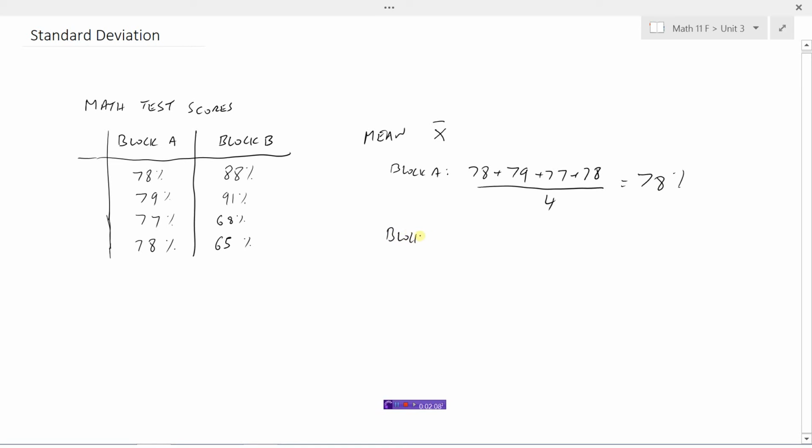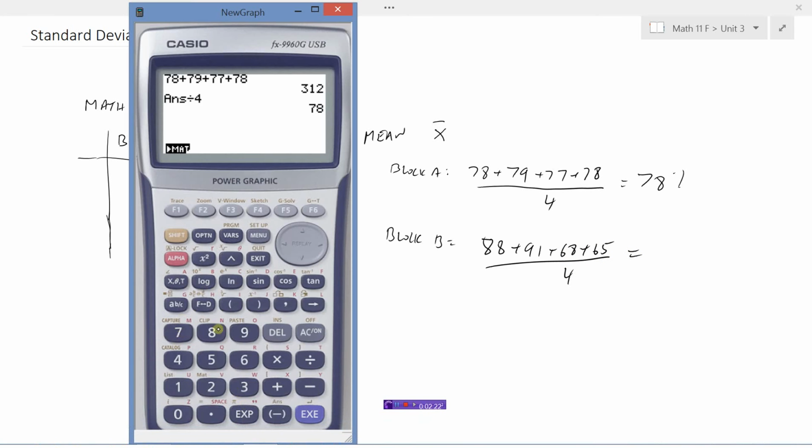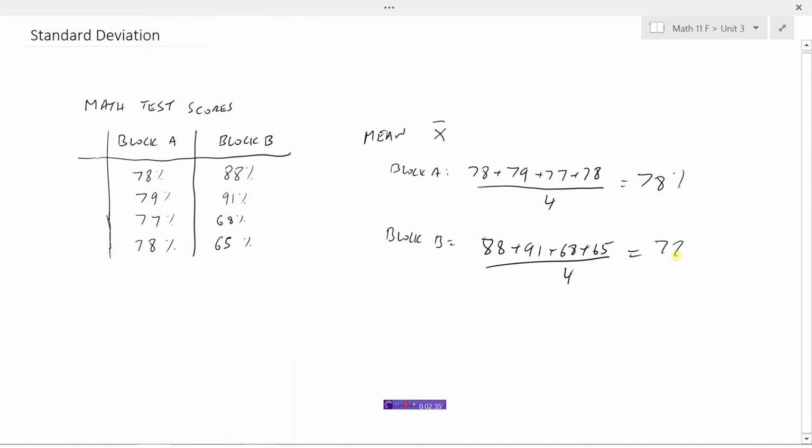The mean for Block B would be 88 plus 91 plus 68 plus 65, all divided by 4. So 88 plus 91 plus 68 plus 65 is 312 divided by 4 is also 78. So it looks like the average in both classes are the same. But we can see that actually the results are very different.